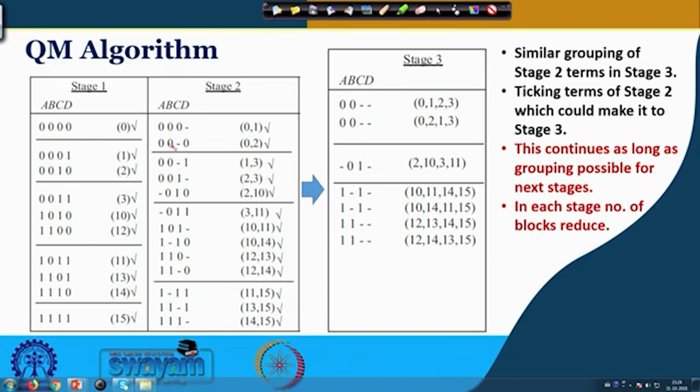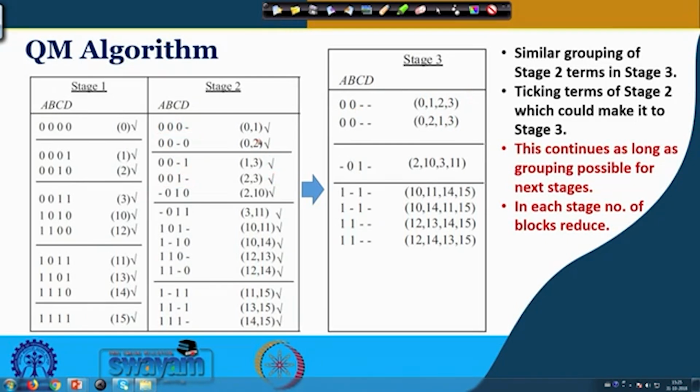Okay. Now, 0 0 0 dash and 0 0 1 dash, can these two be combined? Yes. Why? The first two are 0 0, the D position is dash, and only the C position is changing; in one case it is 0, in the other case it is 1. So, this is a candidate. The corresponding term will be 0 0, dash was already there. So, this 0 1, now a dash comes over here, and the corresponding term is 0 1 2 3. So, this is going into stage 3, is it fine? So, 0 1 is going into stage 3, 2 3 is going into stage 3, and we can put a tick mark against them.